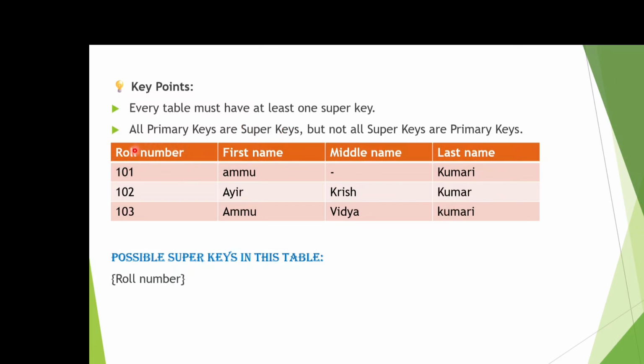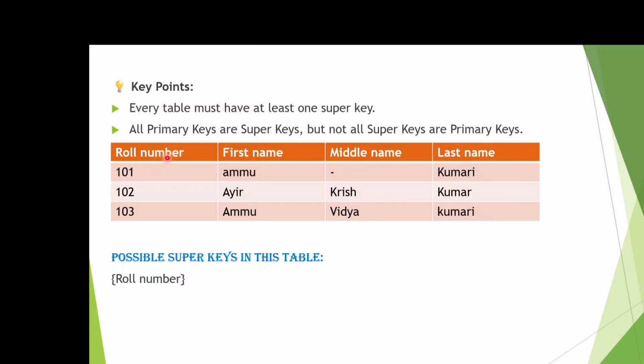Hence roll number is a super key of this table, and we know this roll number is a primary key. So the first point becomes true: every table must have at least one super key. That super key is the primary key of the table. All primary keys are super keys, but not all super keys are primary keys.